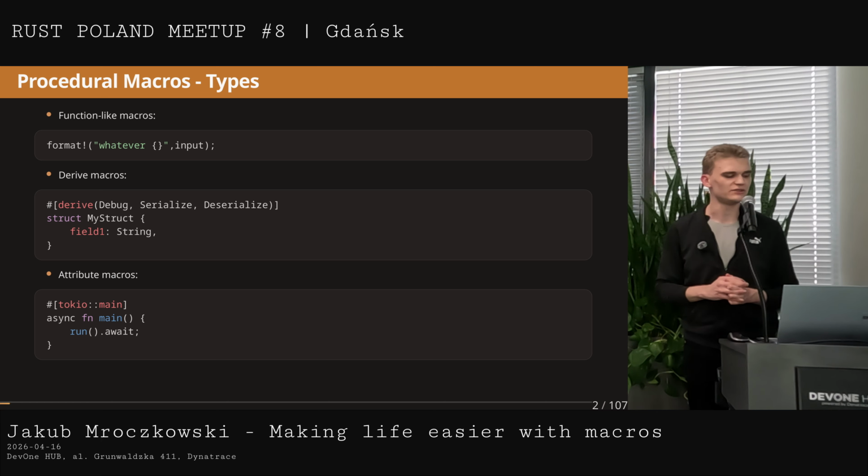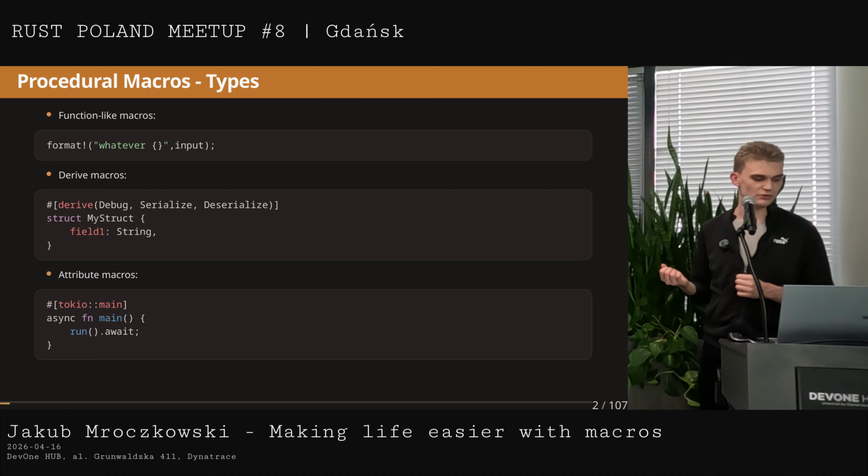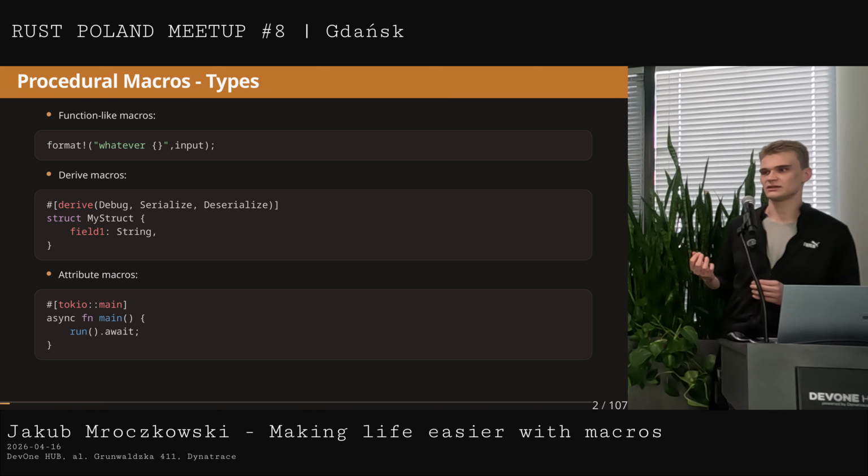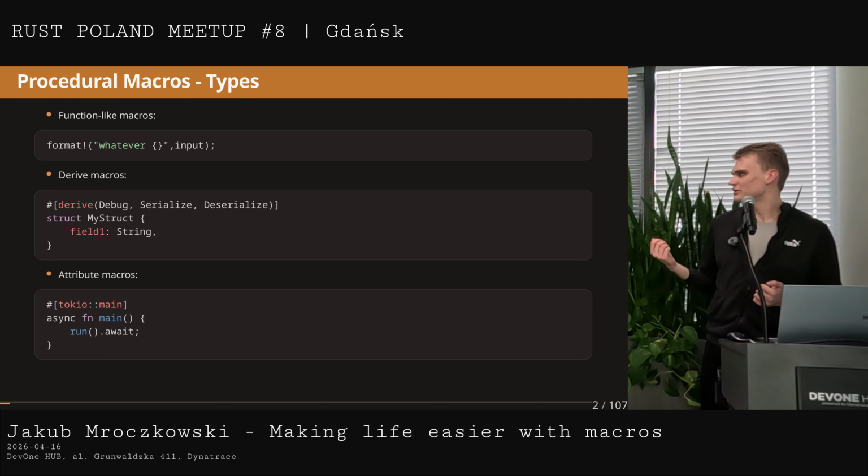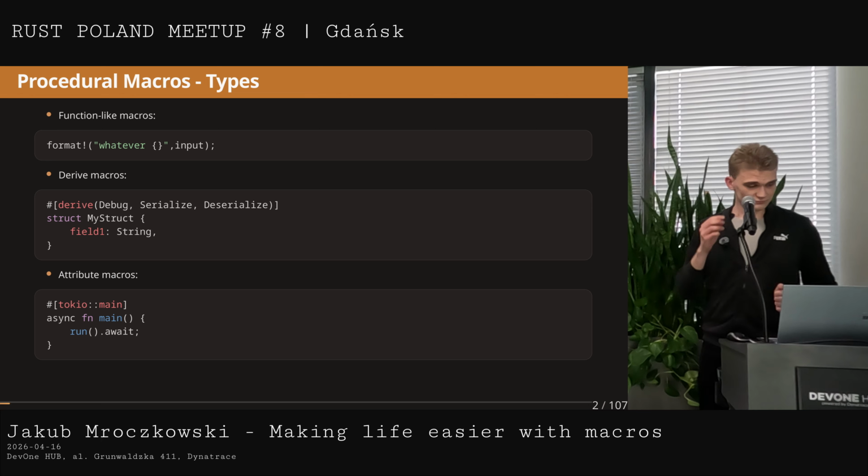There are also attribute macros, which convert the item they get. For example, this entire function. The Tokio main attribute, for example, wraps the entire block in a Tokio runtime, which allows us to use async on a program entry point, so you don't have to do it by hand. Kind of useful.